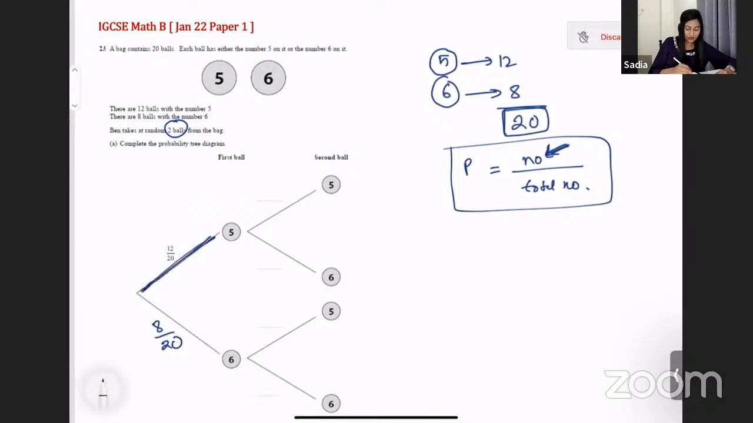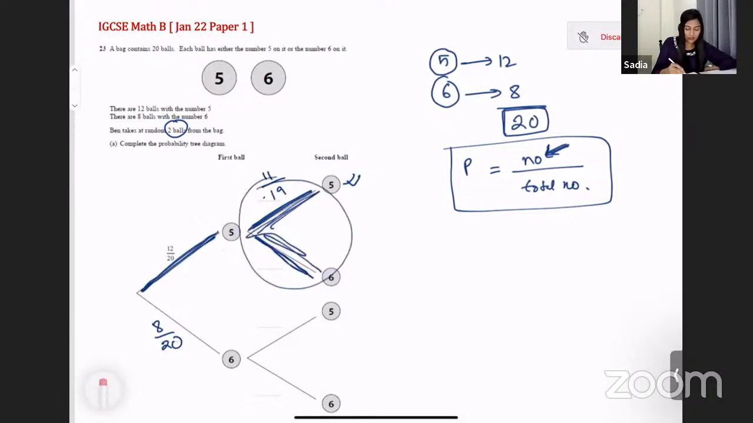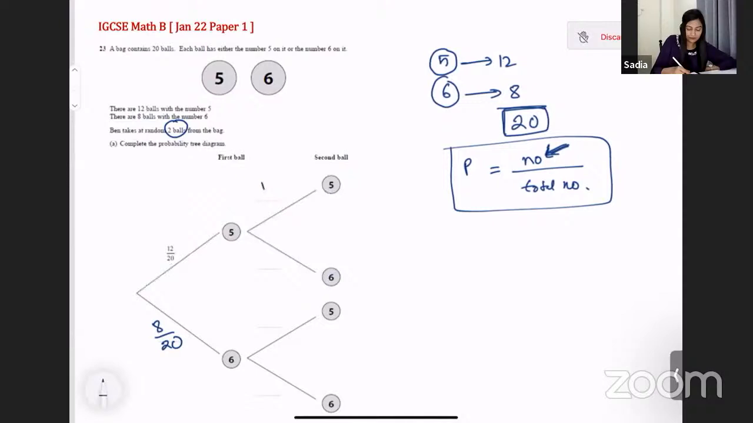Okay, if the first one is 5, and you select the second one and you want that to be 5 too, initially we had 12 fives, right? Now that you have already removed 1 from the bag, the number will decrease by 1. So we have 11, divided by the total number, which will also decrease by 1. So 11 by 19. And to find this other value, since this branch total will be 1, you can just deduct 11 by 19 from 1. So 1 minus 11 by 19, that's 8 by 19.